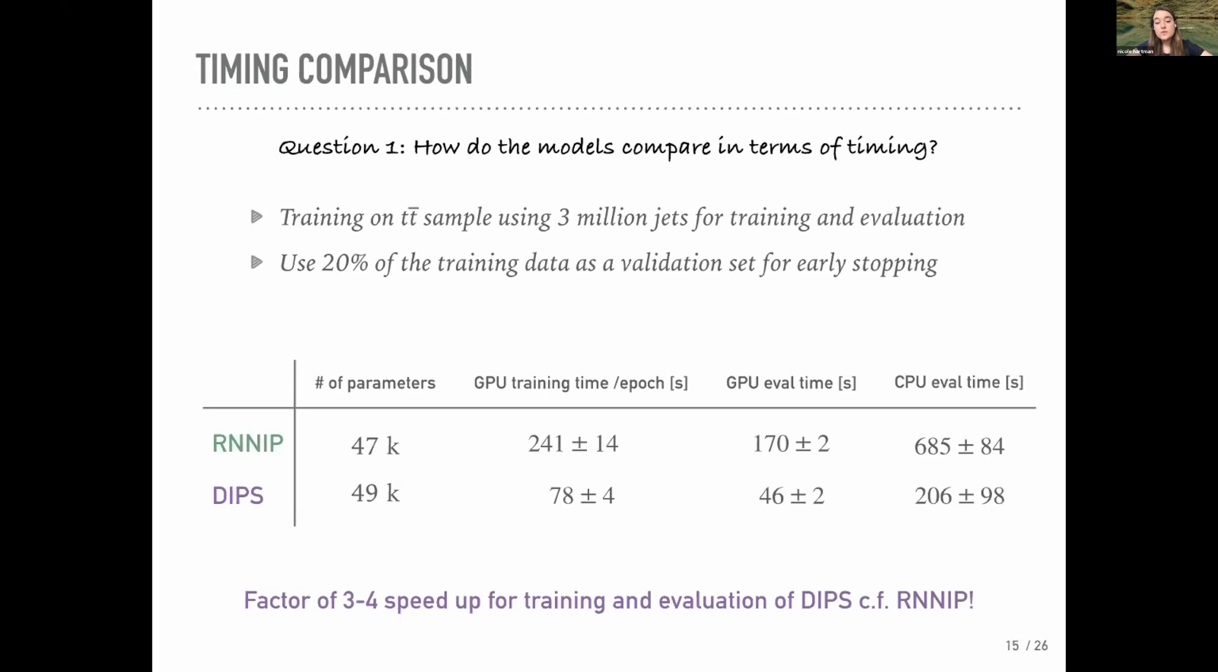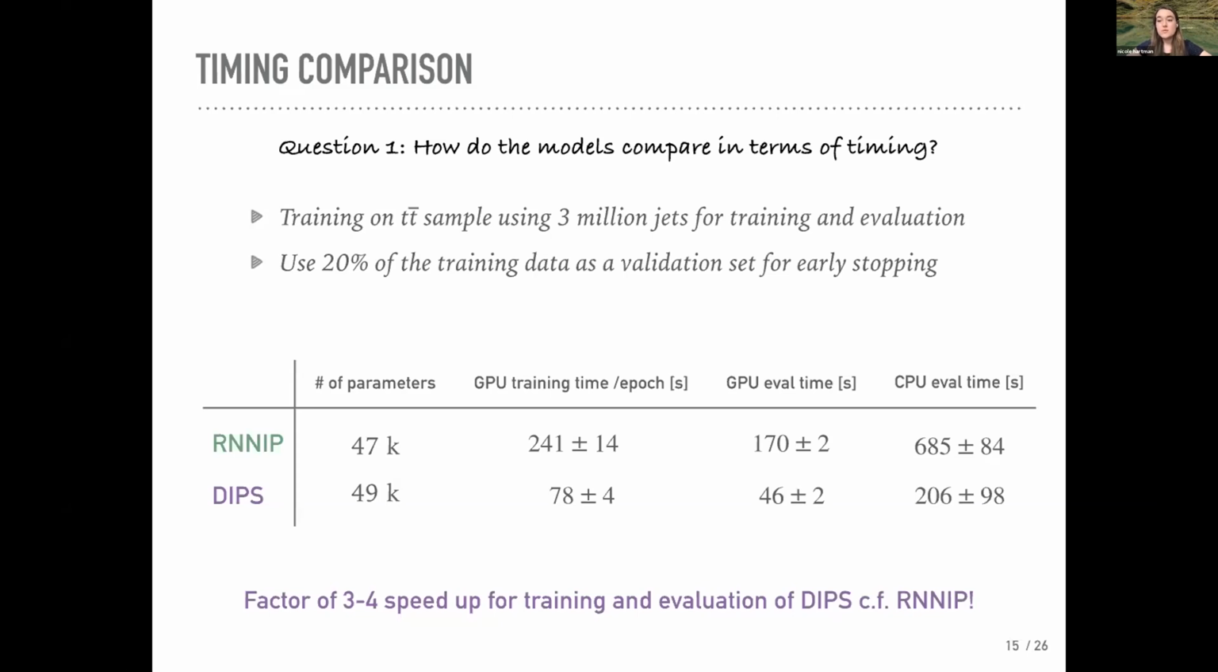You can see that in terms of training time per epoch on a GPU, the DIPS model is performing a factor of 3 faster than RNNIP. Additionally, we show the times for inference in the last 2 columns, both on a GPU and on a CPU. Here, looking at the time for evaluation on the whole 3 million set of test jets, it's again a factor of 3 to 4 speed up in evaluation time as well. So it's doing better in terms of the training time.